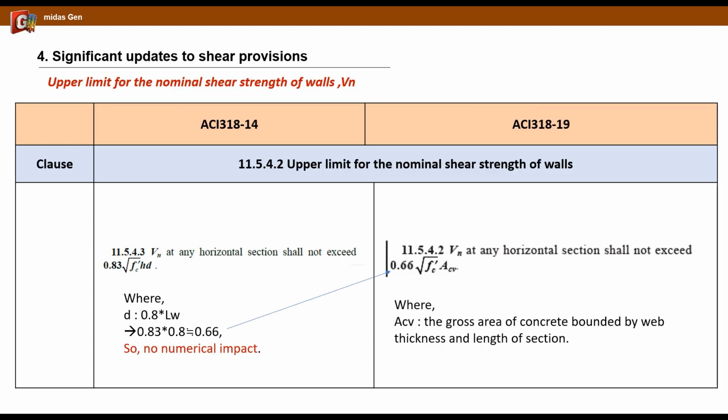Chapter 11.5.4.2 states that Vn at any horizontal section shall not exceed 0.66 square root of f'c Acv. In ACI 318-14, the limit for in-plane shear, the nominal shear strength Vn, was 0.83 square root of f'c. This limit is intended to guard against diagonal compression failure in structural walls. The change creates consistency in the calculation of the in-plane shear strength of structural walls between Code Chapters 18 and 11. However, it has no numerical impact as the d is already taken as 0.8 lw, and Acv equals h lw.